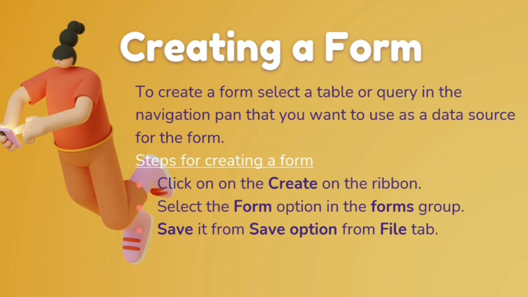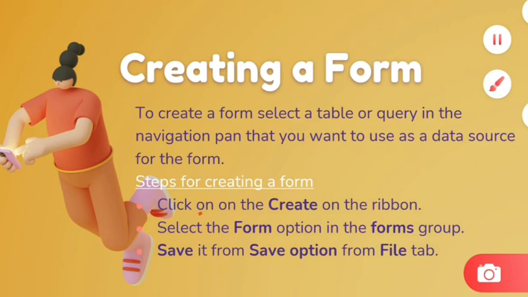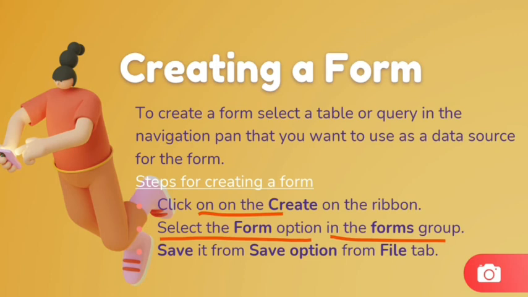Then how can we create it? For creating a form, you have to go to the Create tab, then select the Form option in the Form group. The form will appear on the screen, and then you have to just save it through the File tab. This is the simple way of creating a form.